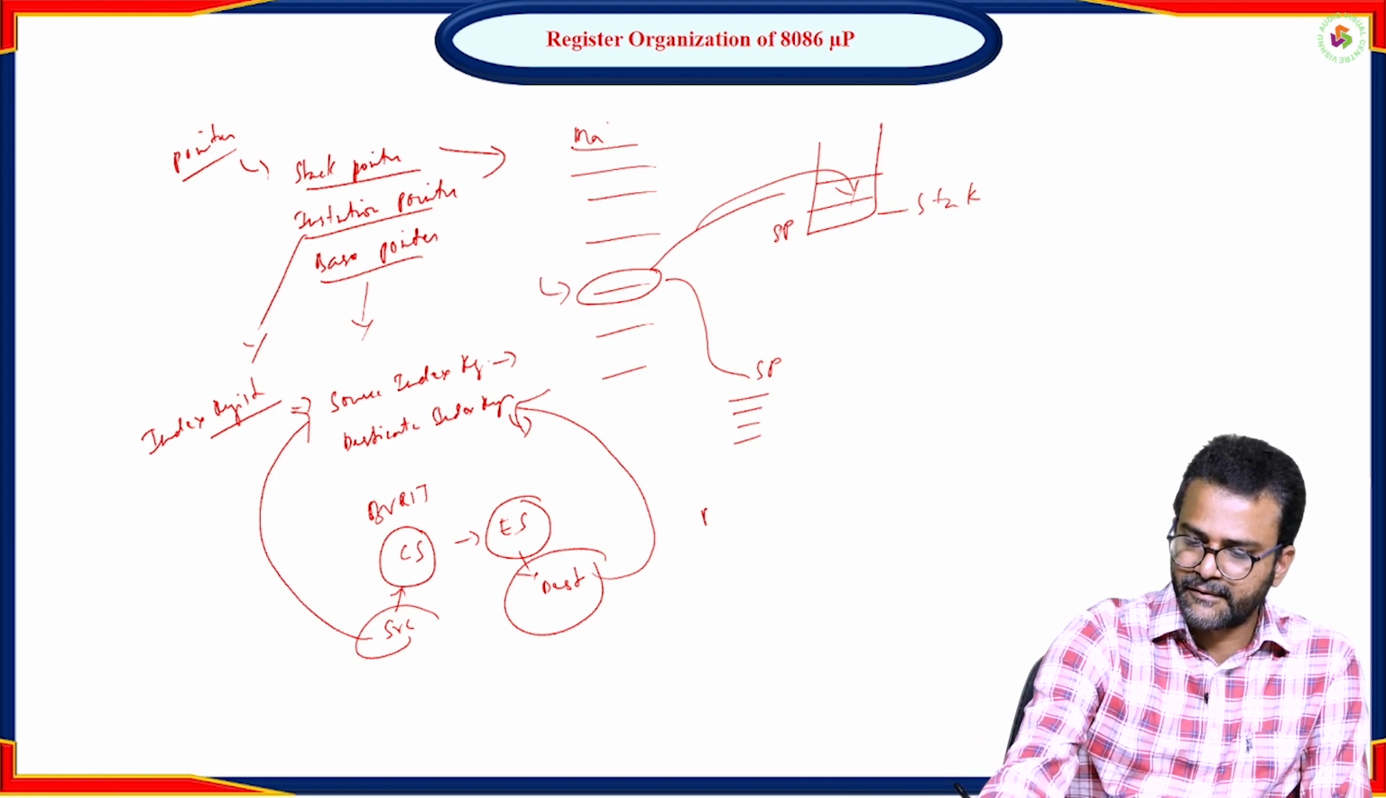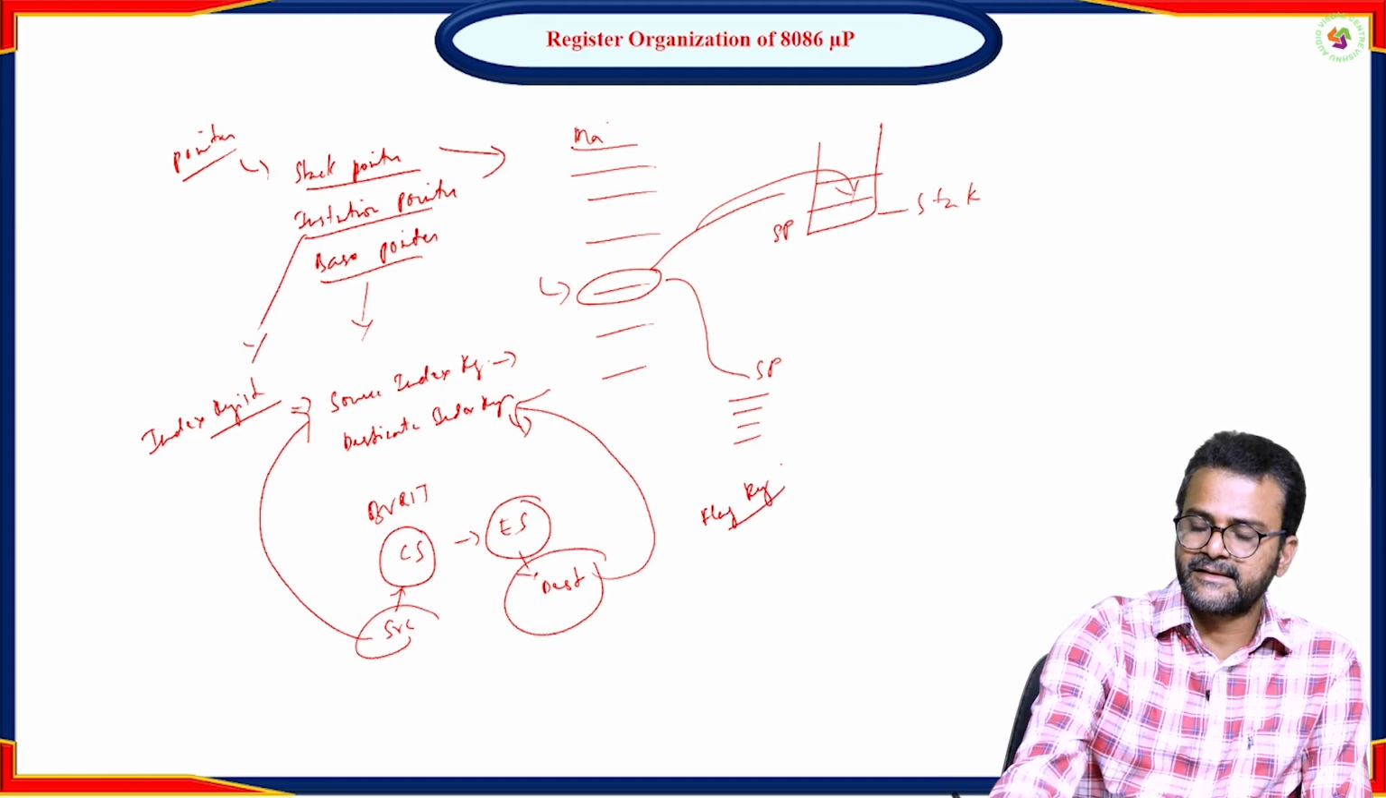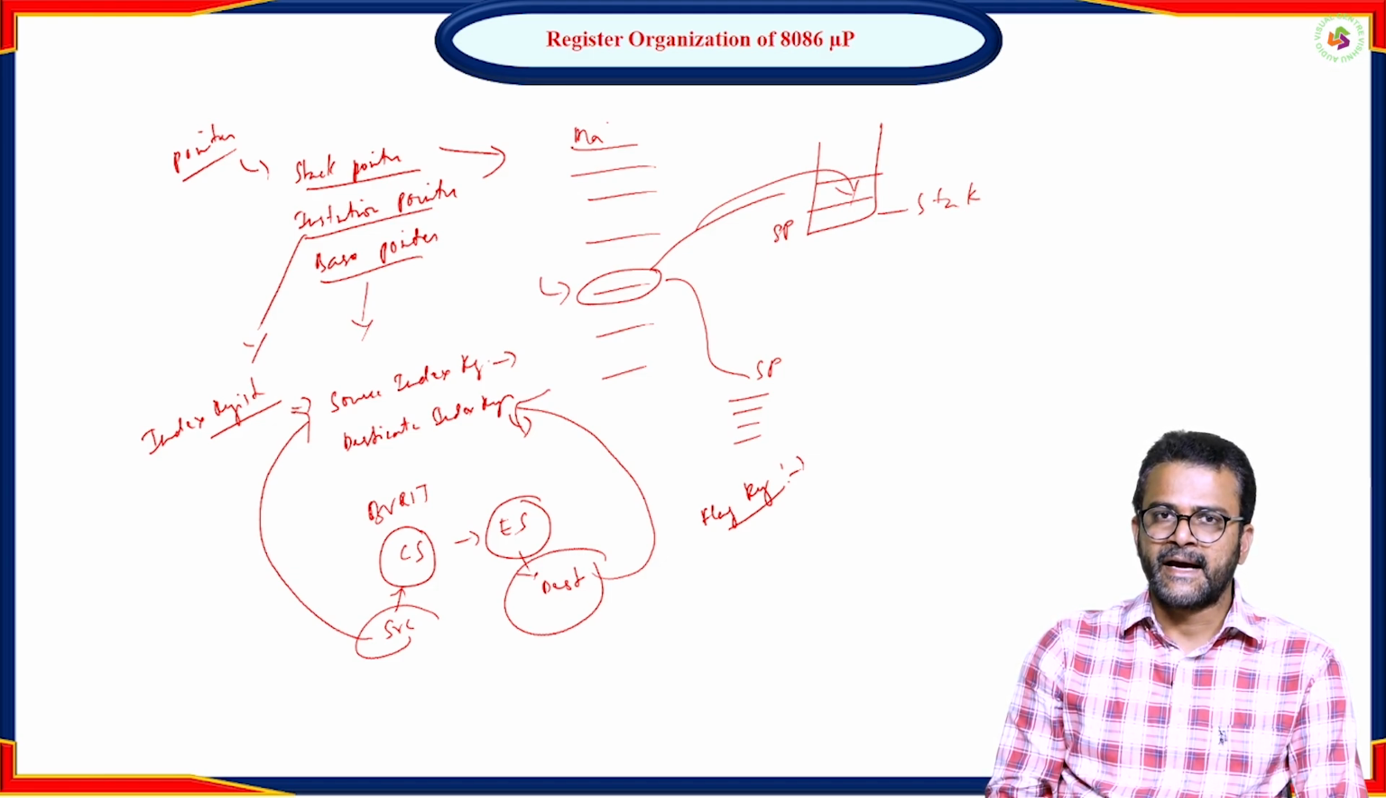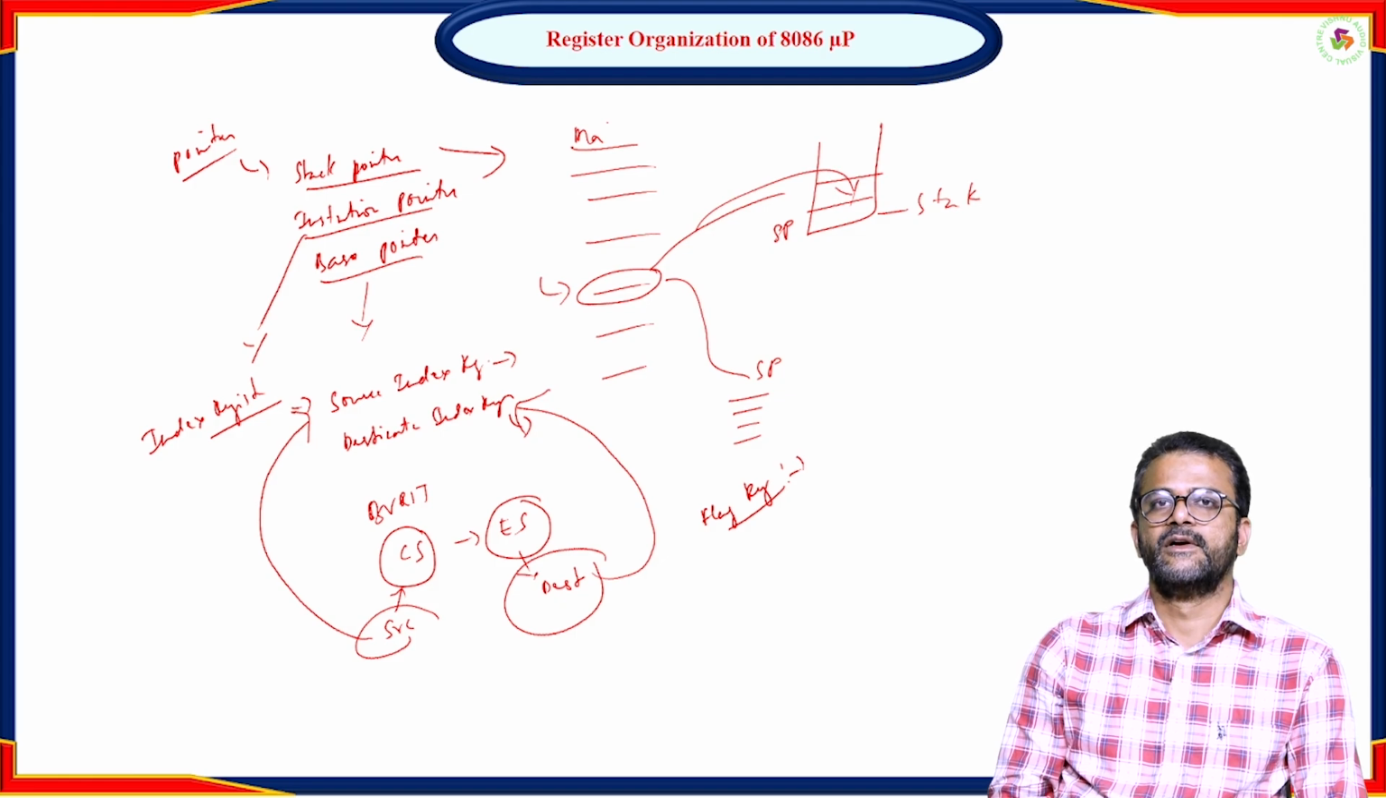The other one is the flag register. The flag register tells the status of the operation performed in the ALU. For example, if you are performing an addition operation, we come to know whether the carry flag has been set or not, whether the zero flag, the sign flag, or the parity flag has been set or not. Based upon the operation performed in the ALU, we know whether the status bits are high or low in the flag register.